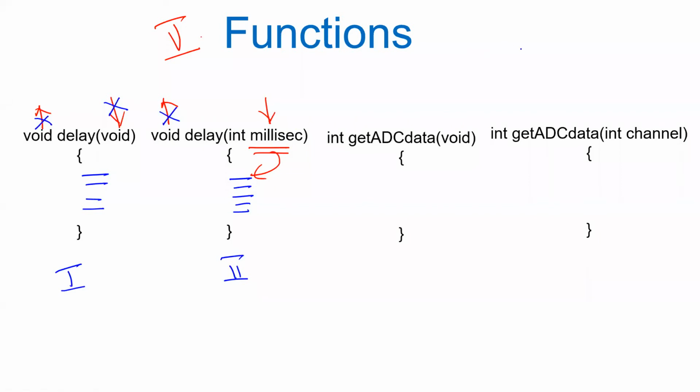The third variant doesn't take any parameter, but it returns a value to the calling function. Say, for example, I am acquiring an ADC value from a channel. So this function gets the ADC value and returns the value from the ADC in the form of data to the calling function. And the fourth variant is also getting a parameter as input, and it is also returning a value to the user. That is the fourth variant.